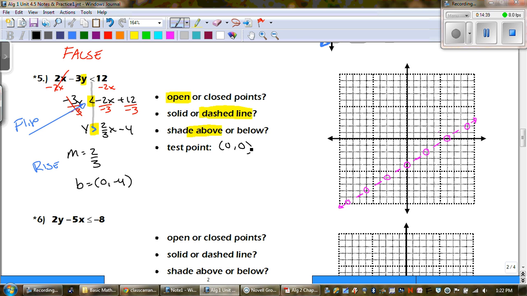So using our test point (0, 0), is 0 greater than 2/3 times 0 minus 4? Well, we have 0. 2/3 times 0 is 0. Is 0 greater than negative 4? Nope. That's false. So I have to make sure that this point is not colored in. Okay, so we're going to shade below the line. There we go. Okay.